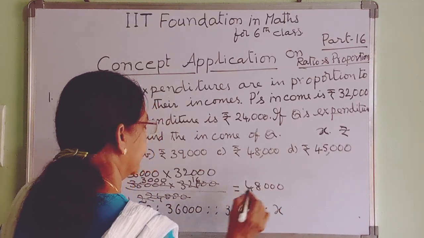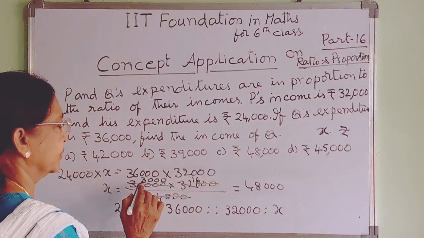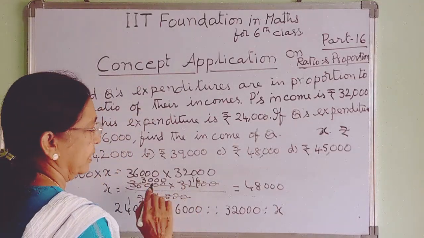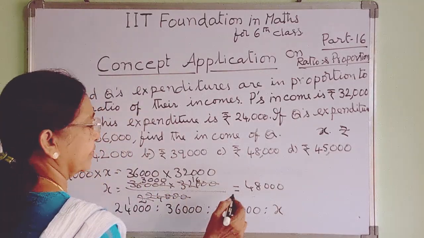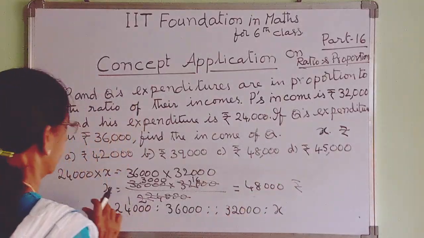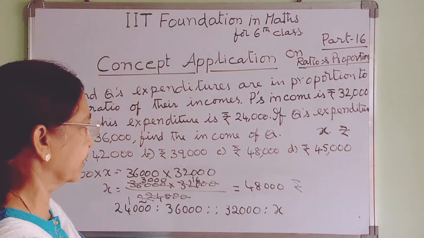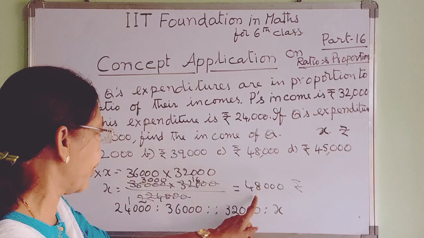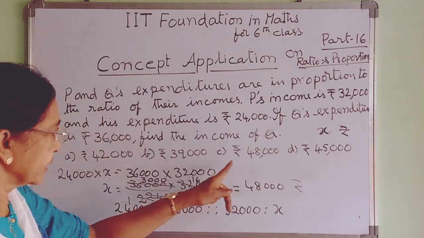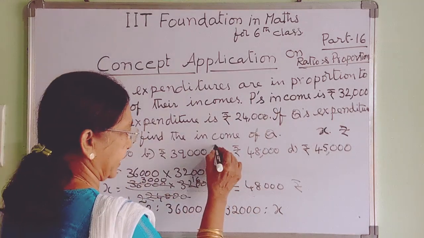16 into 3 is 48,000. Therefore, this is in rupees. That is, X is equal to 48,000. That is, the income of Q is 48,000. Therefore, in the options, option C is correct.